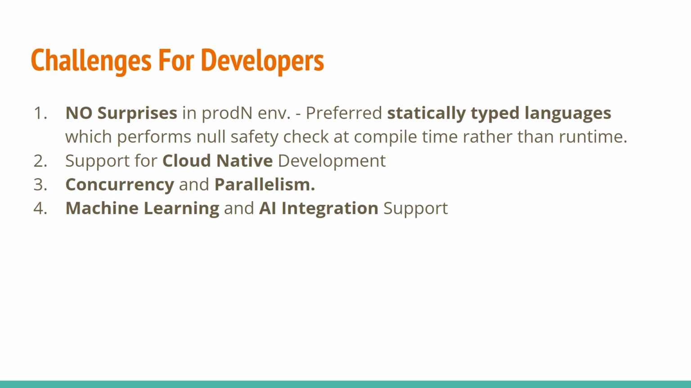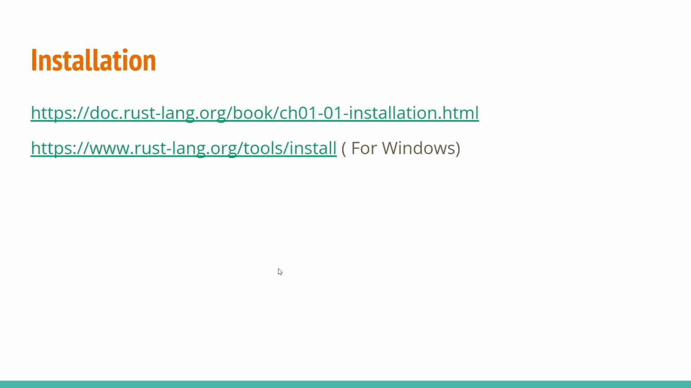The last important point is machine learning and AI integration. Python remains dominant in machine learning, but other languages, including JavaScript and Rust, are also making strides in this space. So this is the reason why we should not ignore the Rust programming language or any modern programming language. So with that in mind, let's start installing Rust.